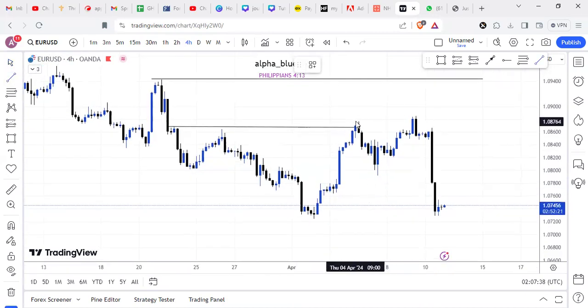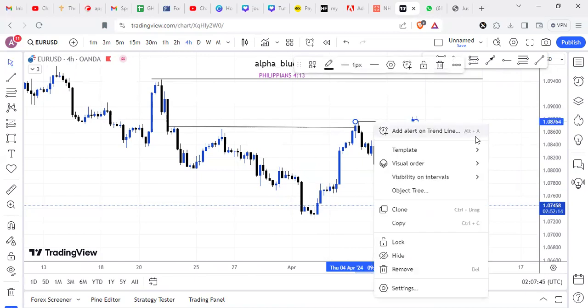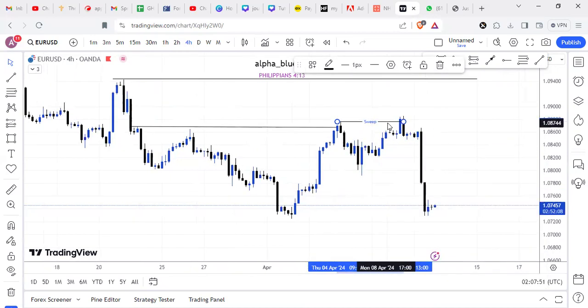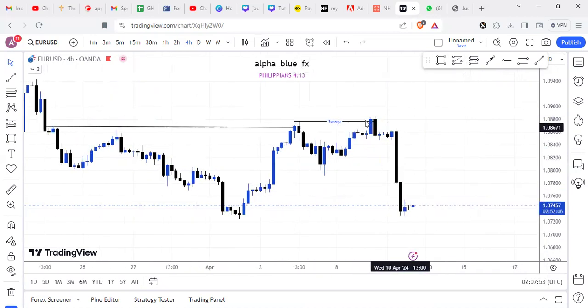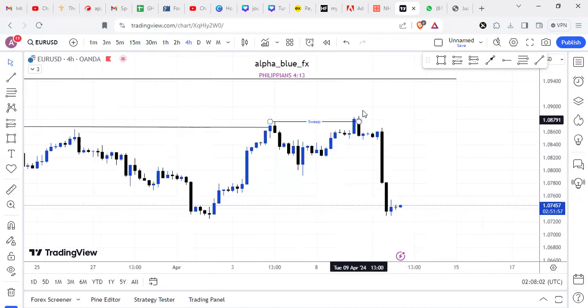We still got another sweep right here. So now this is another sweep. I'm going to label it as sweep. So this is a liquidity sweep. After we got this liquidity sweep, see the next thing that happened. We got a very crazy bearish engulfing candle close on the 4-hour. So what does this now tell you?